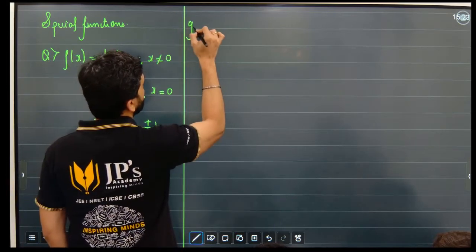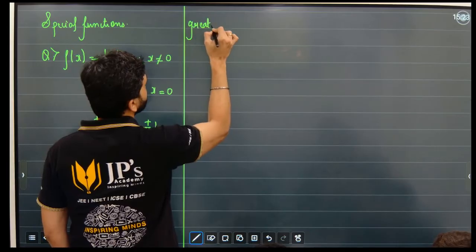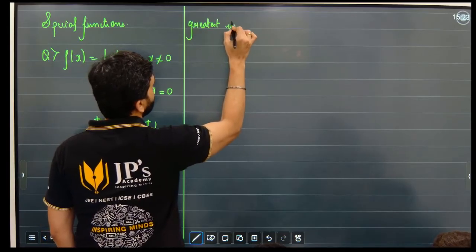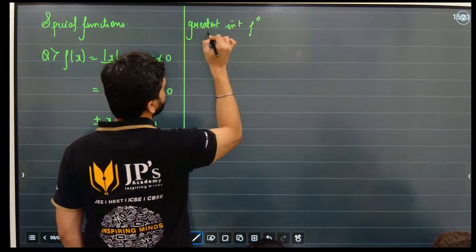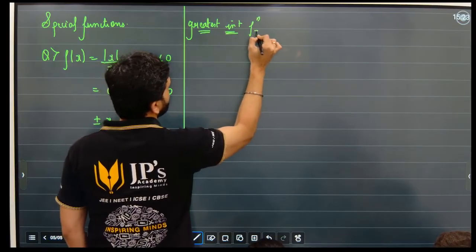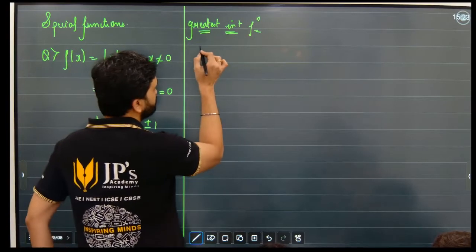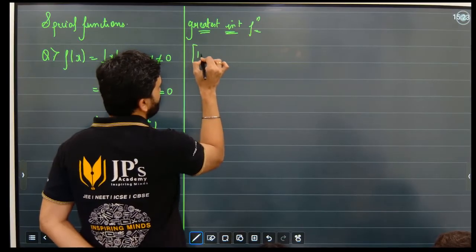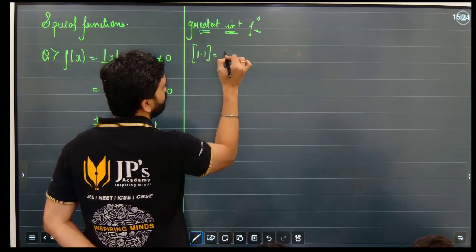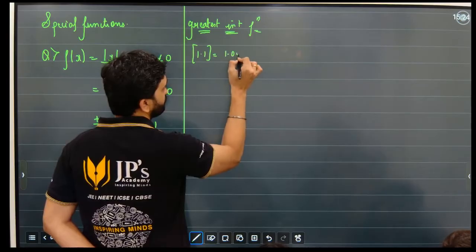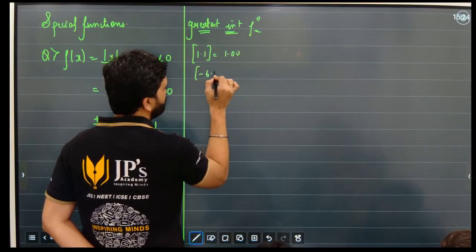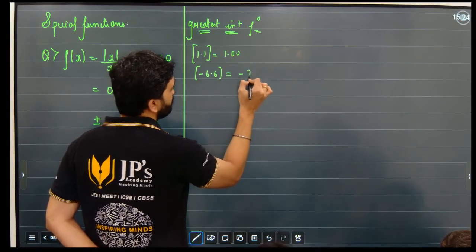This is the concept of greatest integer function. Now listen, I'll just brush up the concept of greatest integer. The greatest integer of 1.1 is going to be 1. The greatest integer of minus 6.6 is going to be minus 7.